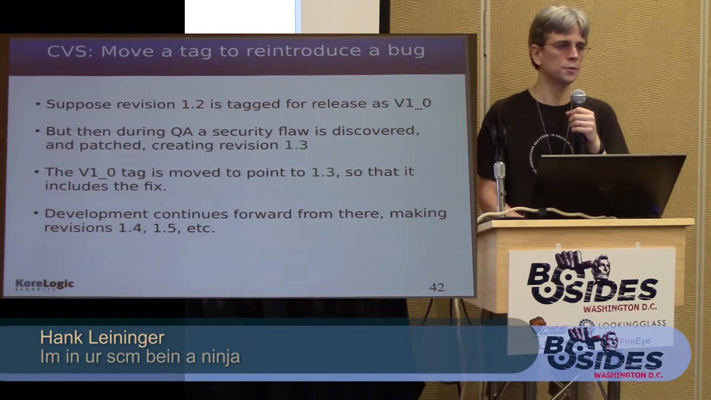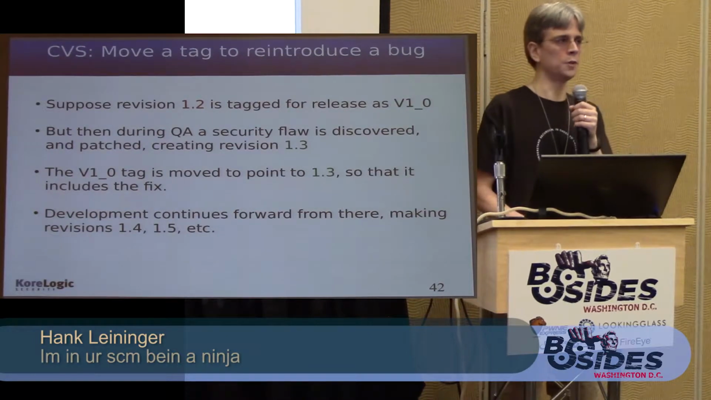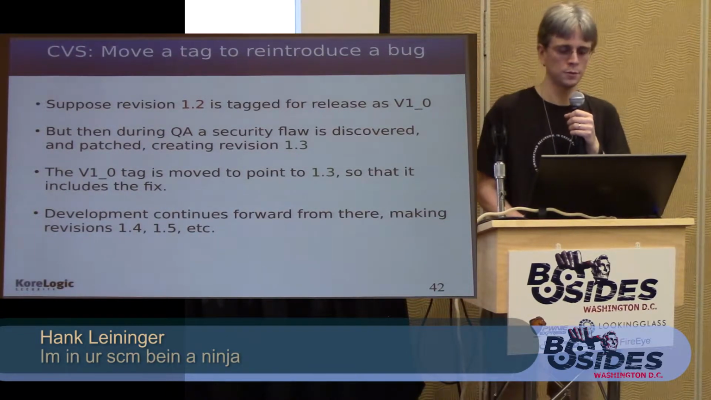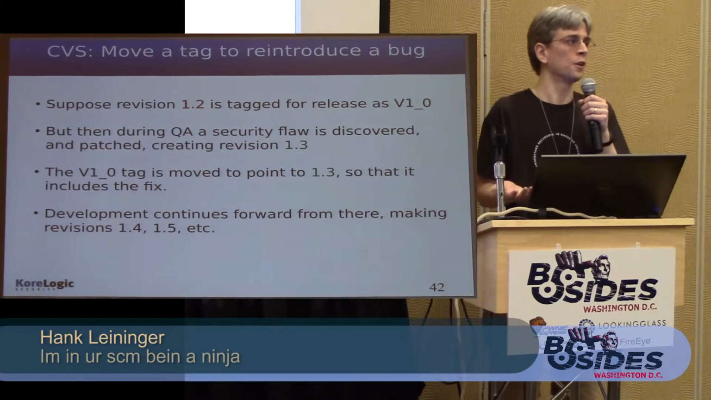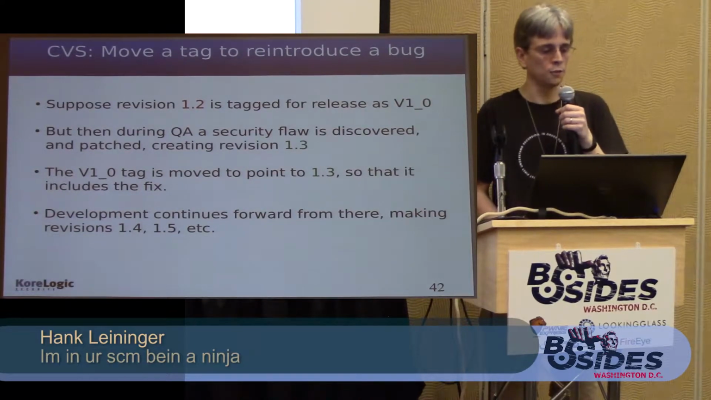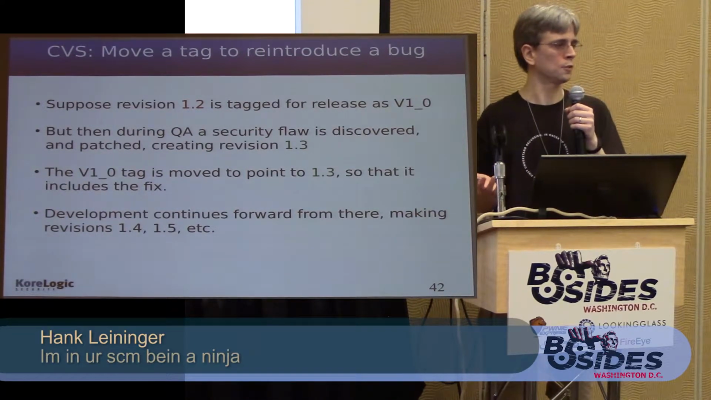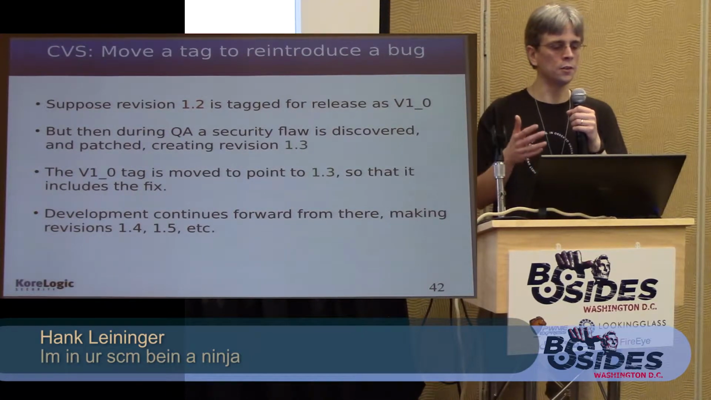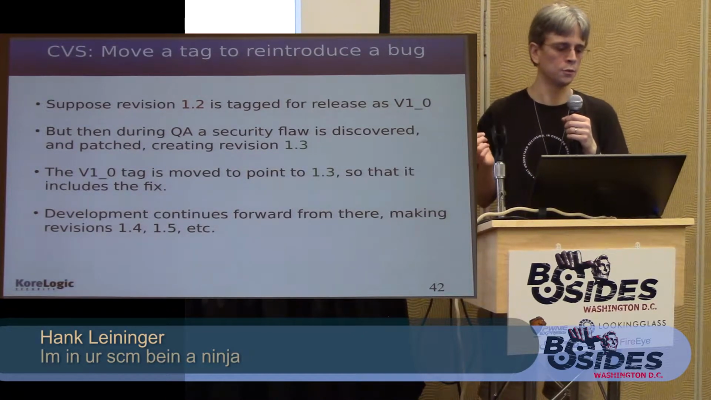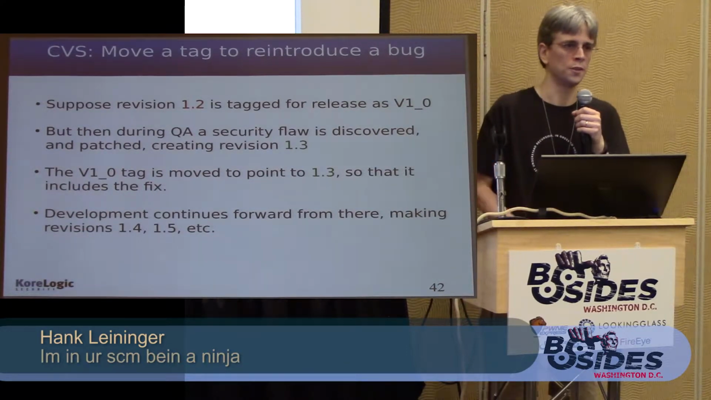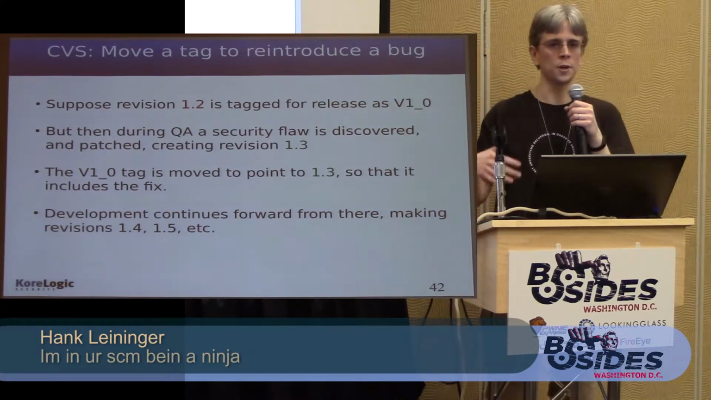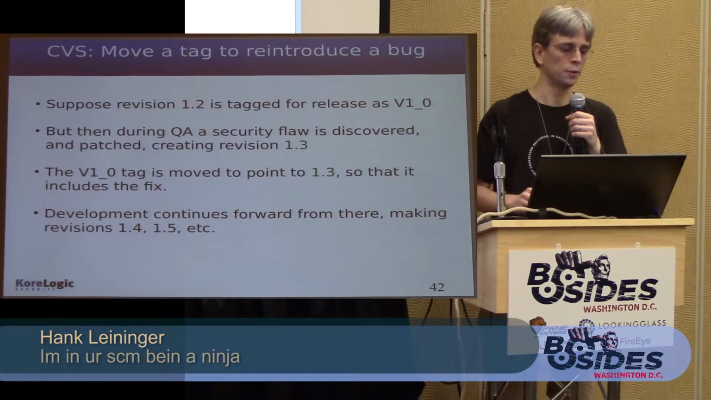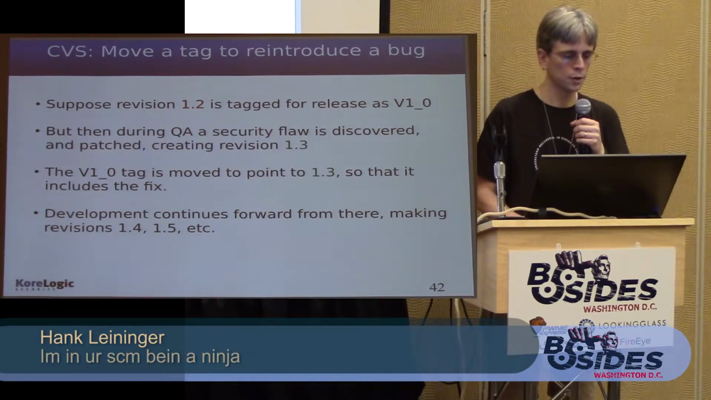So suppose we have a code base where revision 1.2 has been tagged for release as v1_0 of our awesome product. But then in QA testing we discover a bug. Well, instead of gets, we should have used fgets, so we should fix that. So they fix it and commit that change. That change becomes revision 1.3. And then the tag v1_0 is moved to point to 1.3 instead, because we don't want to be tagging the vulnerable version. We want to be tagging the good version. And then development moves forward. The developers keep going, so they start working on what will later become version 1.1 or version 2.0 or whatever.